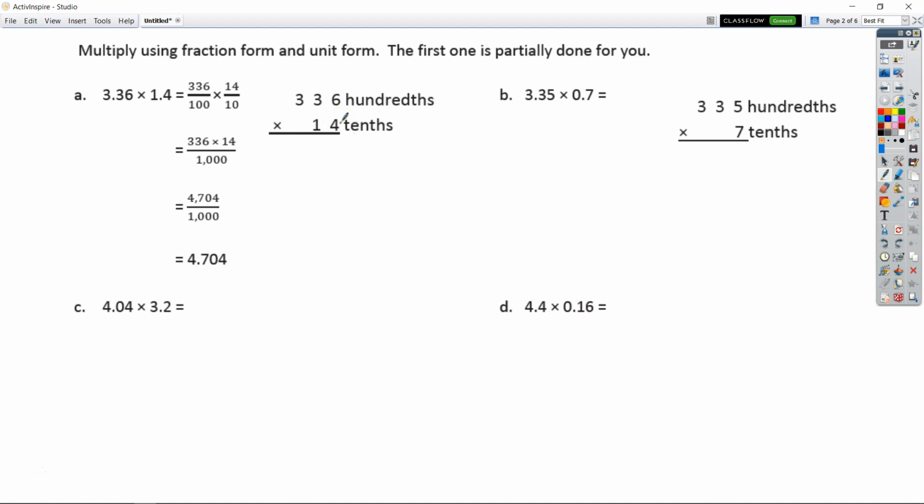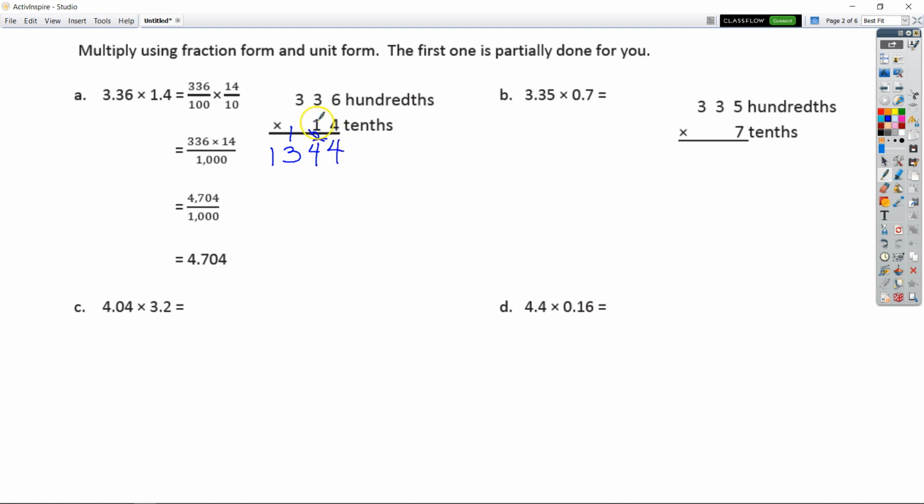So we have 4 times 6. Well, 4 times 6 is 24, my 2 right there. 4 times 3 tens is 12 tens, plus 2 tens is 14 tens. Finish with that too. 4 times 3 hundredths is 12 hundredths, plus 100 is 1300. All right, let's go ahead and continue.